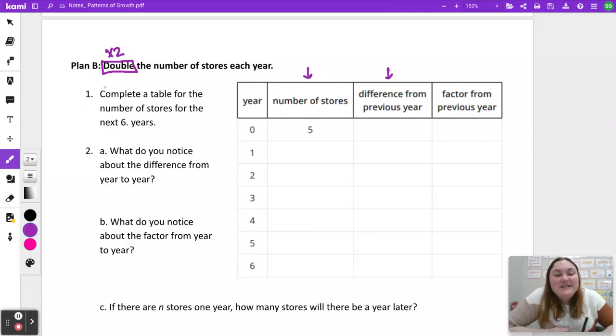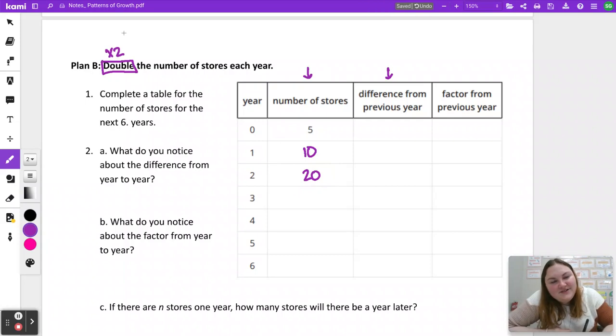So we said that word double. If you're doubling the number of stores, means we're multiplying by 2. So once again, our table says year 0, today, we're starting with 5 stores. 1 year goes by. If we double the number of stores, that means the following year, there's going to be 10. 1 more year goes by, we're on to year 2. If I double the number of stores, now there is 20.